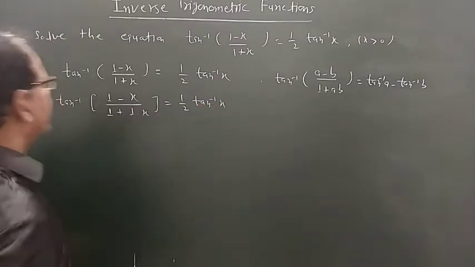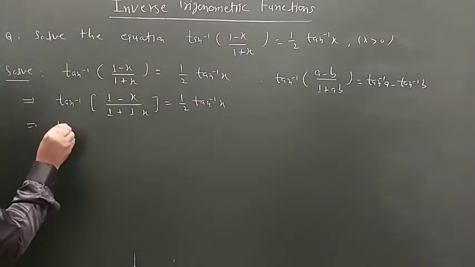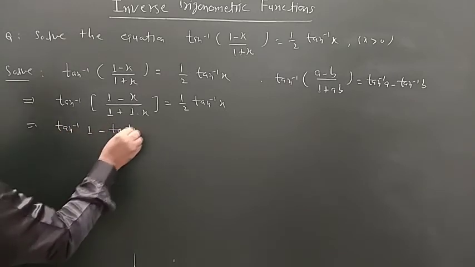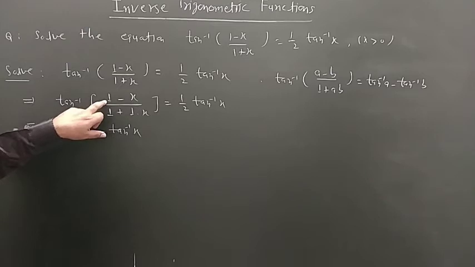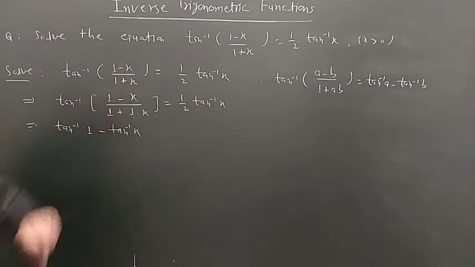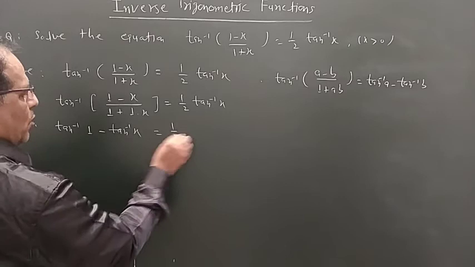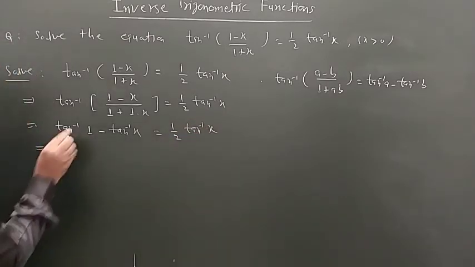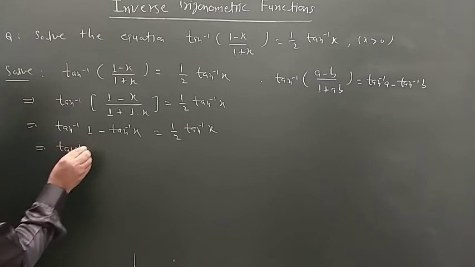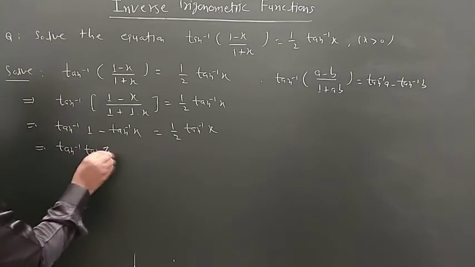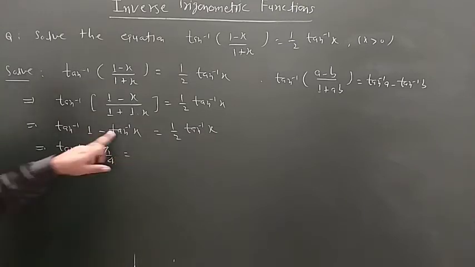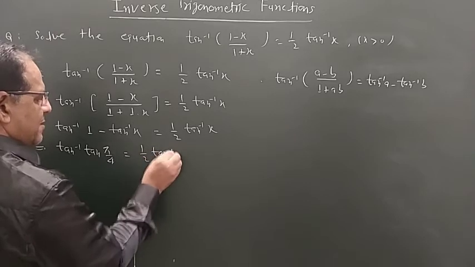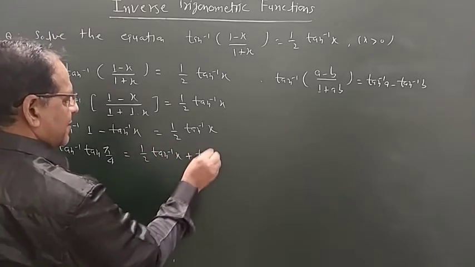Now apply this identity. So we have tan inverse 1 minus tan inverse x, here 1 at the place of a and x at the place of b, is equal to 1 upon 2 tan inverse x. This tan inverse 1 can be written as tan inverse tan pi by 4. This tan inverse x can be transferred, so this becomes 1 upon 2 tan inverse x plus tan inverse x.